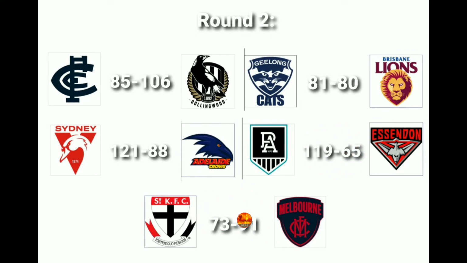And then St Kilda, Melbourne that Saturday night looked to be a close one, and it was that. It was pretty close for most of the game. St Kilda 73, Melbourne 91. So Melbourne really starting their season strongly with 2 wins in a row.